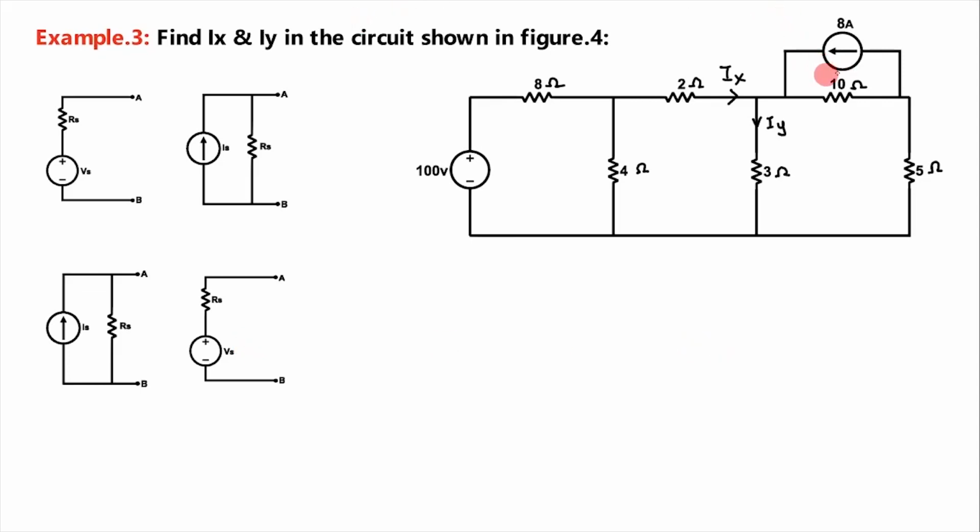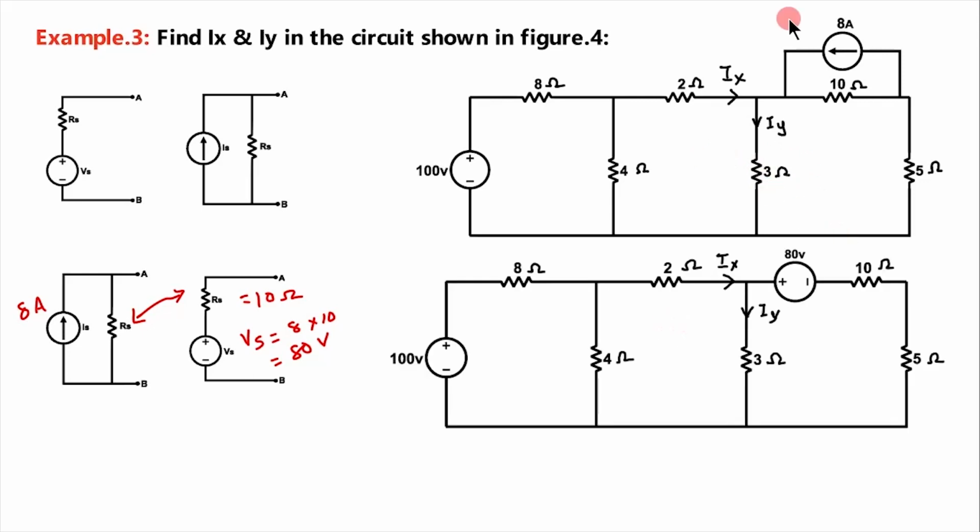Here, while converting this current source, these two resistances will be the same. Here our resistance is 10 ohm and this 8 ampere current, when it becomes a voltage source, it is I into R. So here the voltage source becomes 8 into 10, which is equal to 80 volt. So we can redraw this circuit like this. See, this current source is converted to a voltage source here.